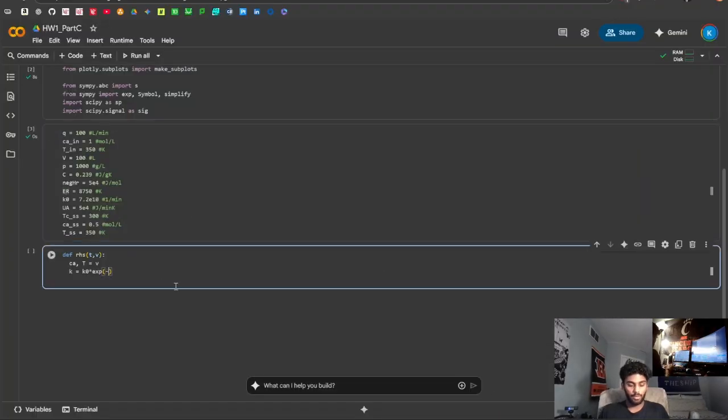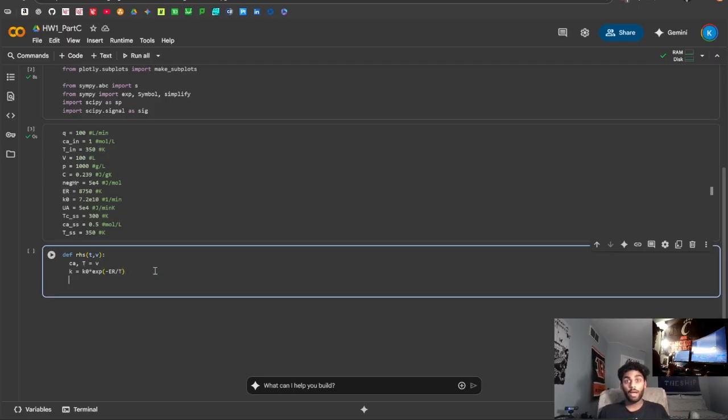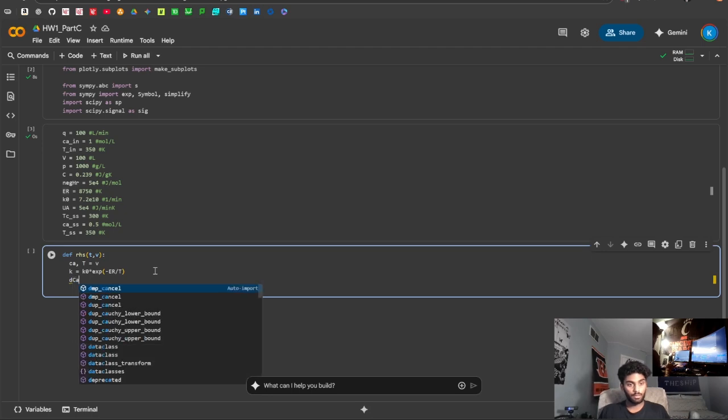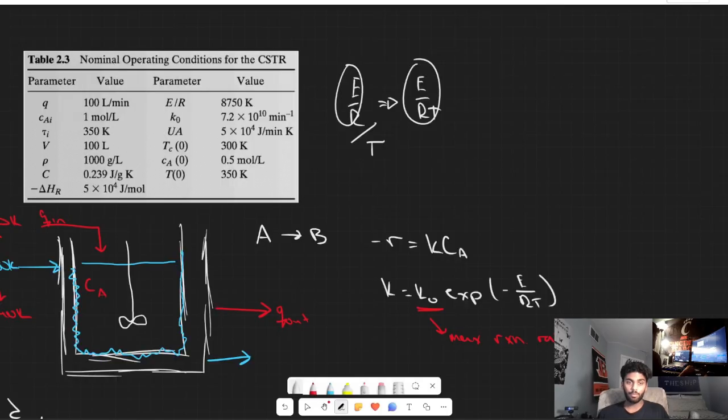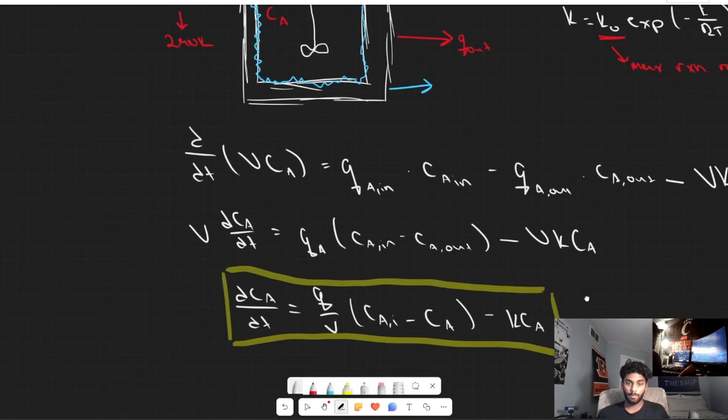So we have minus ER over T. And that should give us the rate law constant at a given temperature, which is unpacked from our vector over here. Now we want to start defining our dCA dt and our dT dt. So we'll start with our mass balance. Now I'll pull this up here just to refresh our memory.